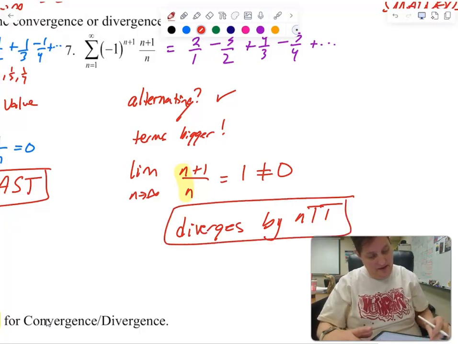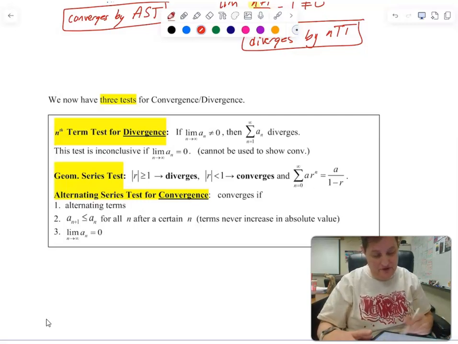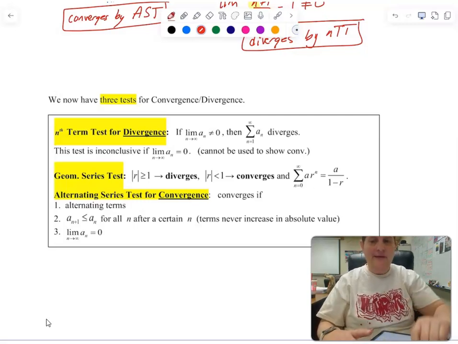And those are your tests. Here's just a summary of your tests real quick: nth term, geometric series, alternating series. So that's what we'll be working on in the homework for 9.4.